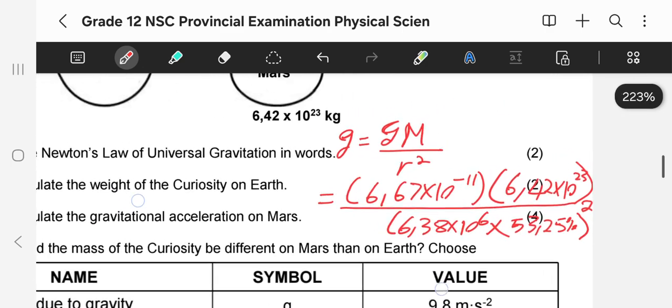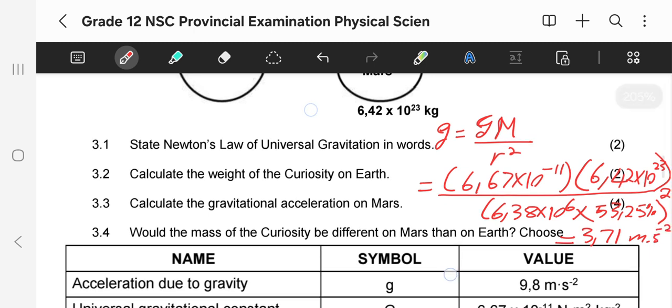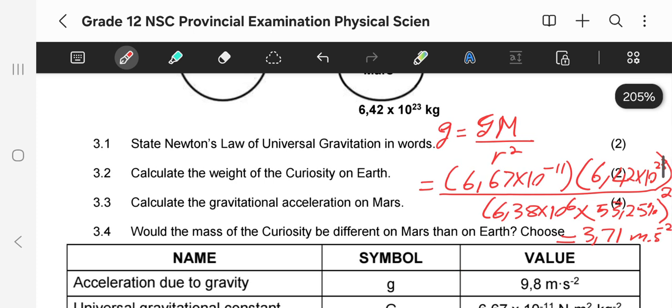All right, and this is what we have now. And if we punch all of this on the calculator, the answer that we are going to get is 3,71 meters per second squared. Remember, we are looking for gravitational acceleration. I hope guys you see how this one is supposed to be tackled. Okay, there we go. Now we move on to the next question.